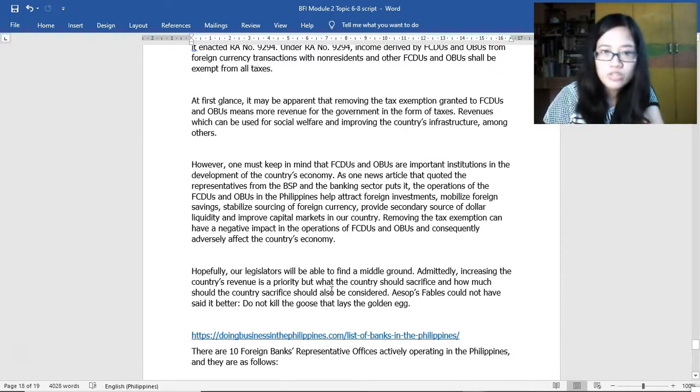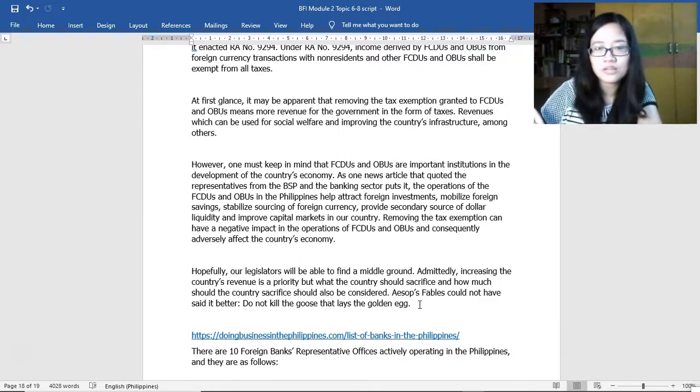Admittedly, increasing the country's revenue is a priority, but what the country should sacrifice and how much should the country sacrifice should also be considered. Aesop's fables could not have said it better, do not kill the goose that lays the golden egg. Okay, so that's what happened before. Taxing them, they'd rather not stay here, they'll go elsewhere. So that's like killing the goose. Okay, but if you don't tax them, of course, that would mean a lower revenue for the government, but at least the goose would stay to lay eggs and contribute to the economy of the country.